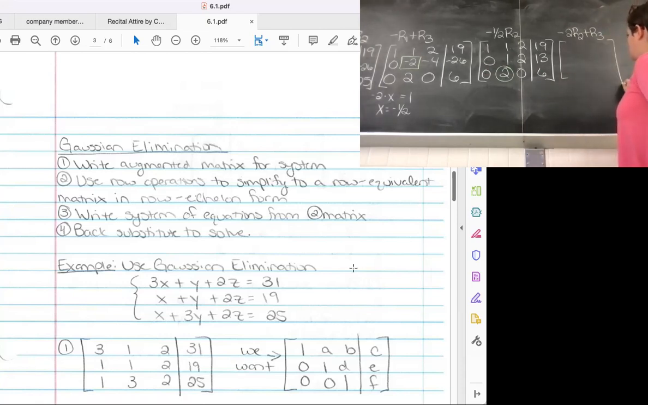Okay, so row 3 is the one that is changing. Row 1 doesn't change. Row 2 doesn't change. Row 3 changes. -2 times row 2. So -2 times 0 plus 0 is 0. -2 times 1 is -2. Add that to +2, you get 0. That was our goal. -2 times 2 is -4. Add that to 0, you get -4. -2 times 13 is a -26. And add that to +6, and you get -20.